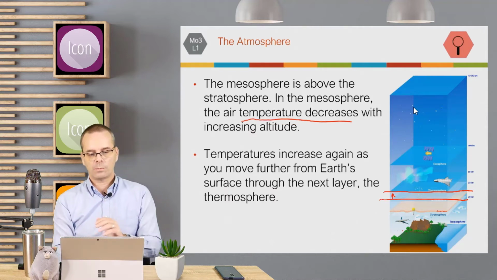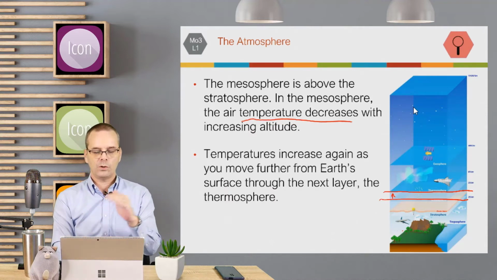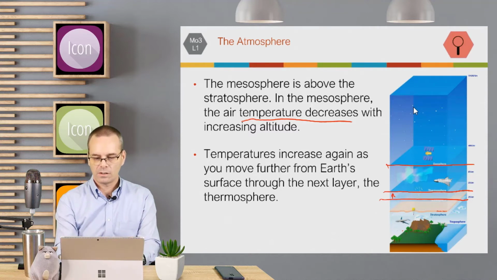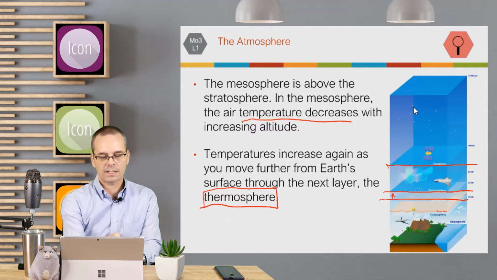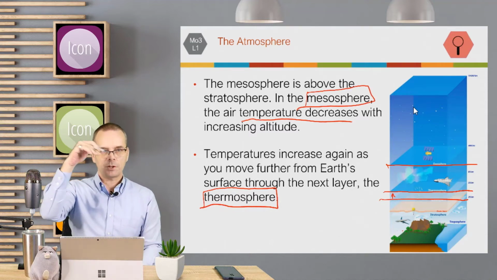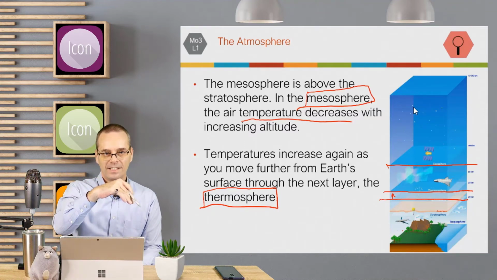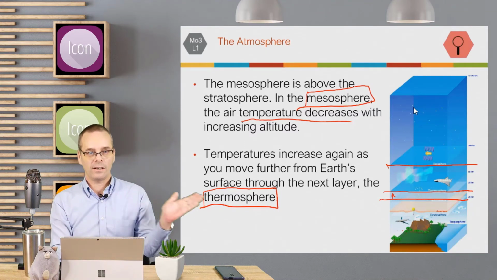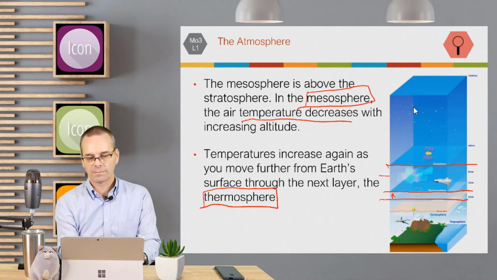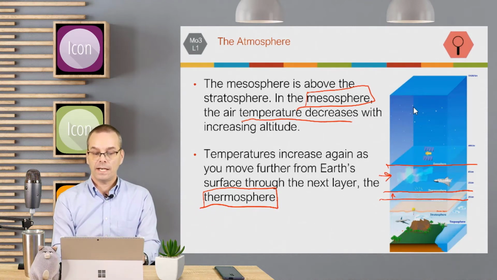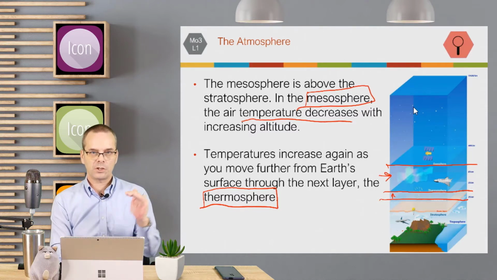Now, surprisingly, when you go into the next layer, which is called the thermosphere, right? Because we just left the mesosphere, and the mesosphere is where the temperature started to go down, right? So now we're in the thermosphere. That's right above the mesosphere. And there, it's funny, but the temperature goes up again.